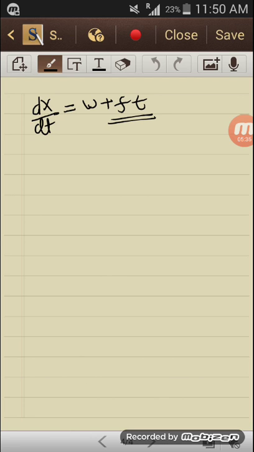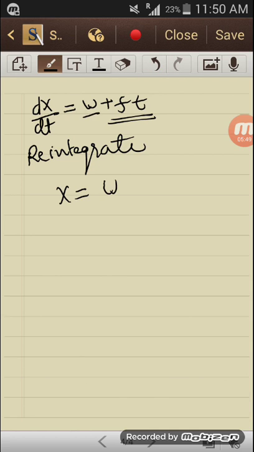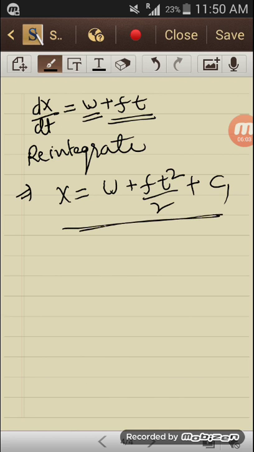Now if we reintegrate it, what will we find? We will get x equal to ut plus f t square by 2 and another constant c1. This is 12th level, so you should understand how it comes. It is a simple integration. I have integrated the equation dx by dt with respect to t. So always write with respect to t.